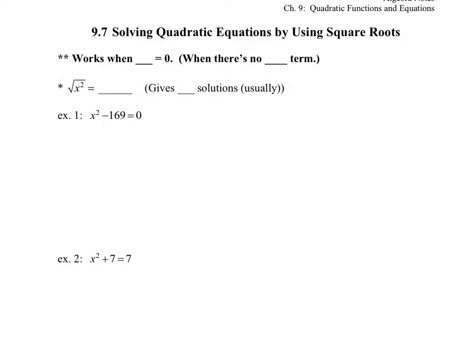9-7 is looking at solving quadratic equations using square roots. And this works really well when b equals 0. So in other words, when there's no x term.